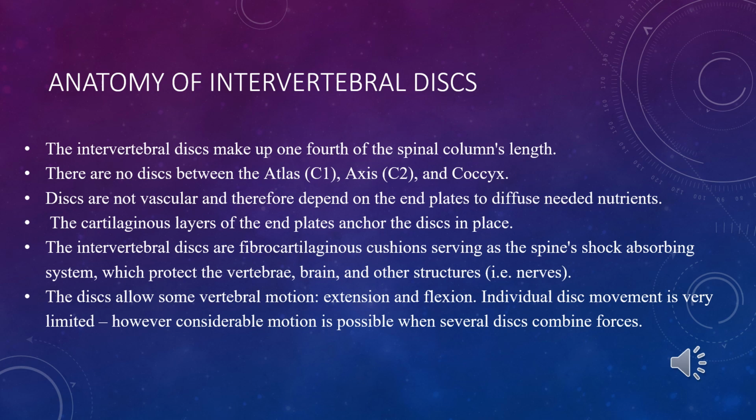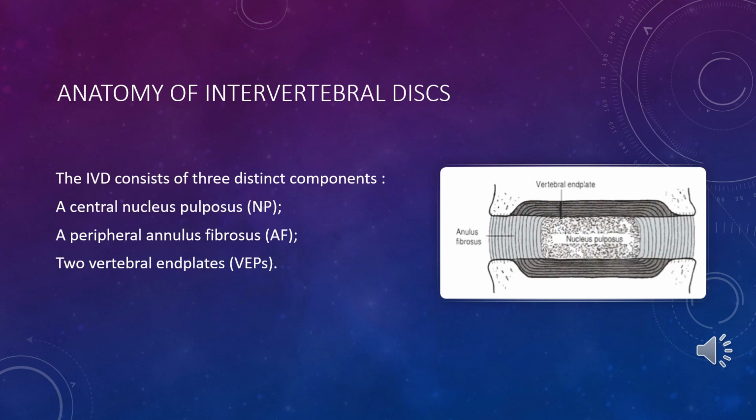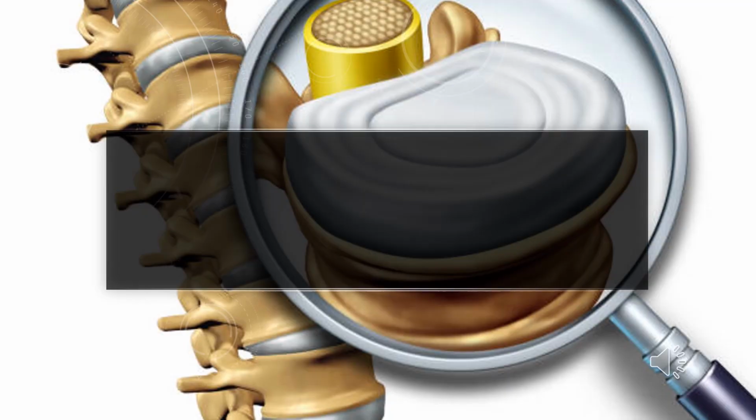The intervertebral discs are fibrocartilaginous cushions serving as the spine's shock-absorbing system, which protect the vertebra, brain, and other structures, i.e. nerves. The disc allows some vertebral motion, extension, and flexion. Individual disc movement is very limited. However, considerable motion is possible when several discs combine forces. The IVD consists of 3 distinct components: a central nucleus pulposus, a peripheral annulus fibrosus, and 2 vertebral end plates.